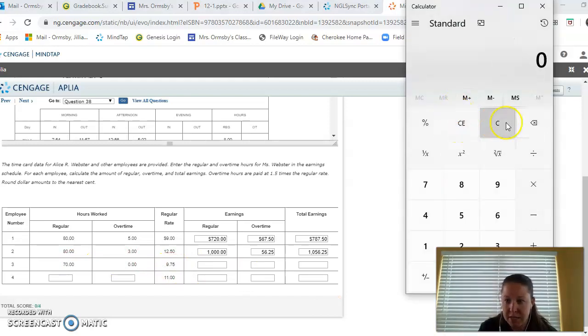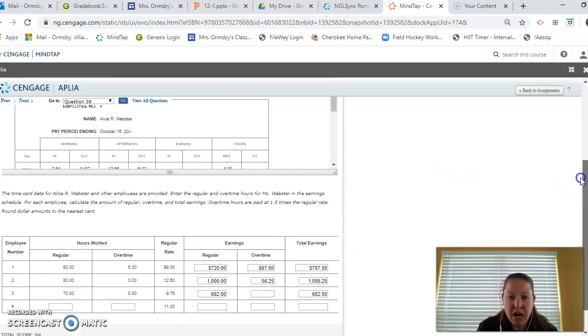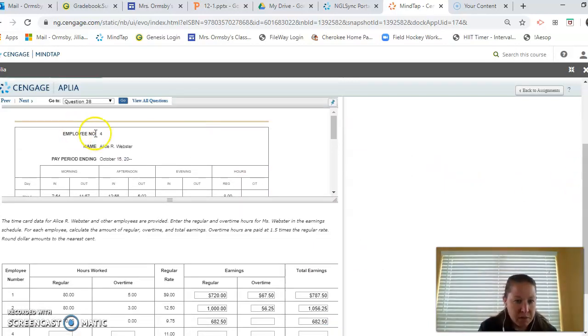Our next employee, employee number 3, worked 70 hours at $9.75. So we're going to take 70, multiply it by $9.75, and that gives us $682.50. And then to figure out overtime, this employee didn't do any overtime hours, so we just put 0. And then copy over the regular earnings, so $682.50.